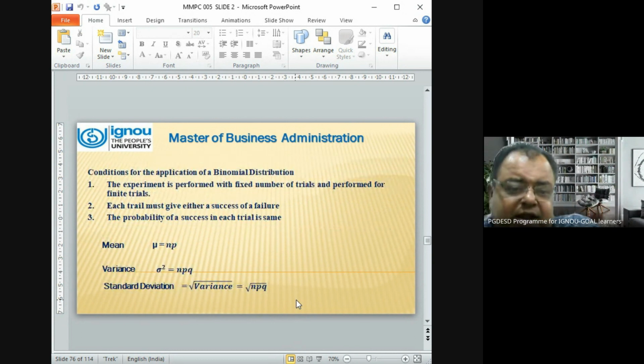Now see, what are the conditions for the application of the Bernoulli's distribution? The experiment is performed with a fixed number of trials, that is, finite trials. Each trial must give either a success or a failure, and the probability of success in each trial will be the same. So in that case, your mean will be n into p, sigma square, that is the variance, will be npq, and your standard deviation will be under root of npq.